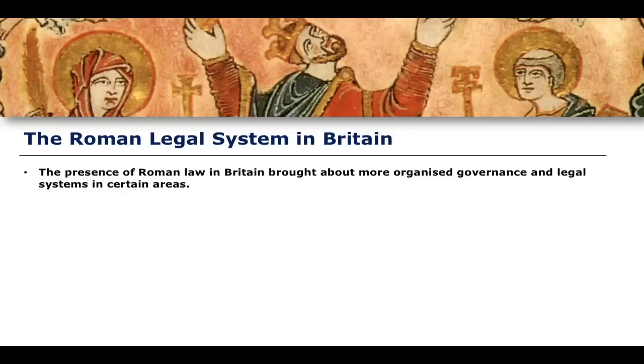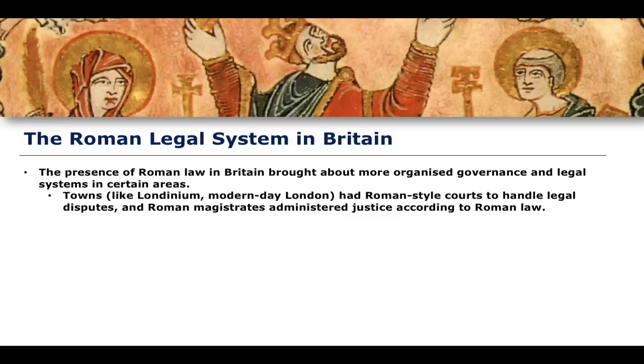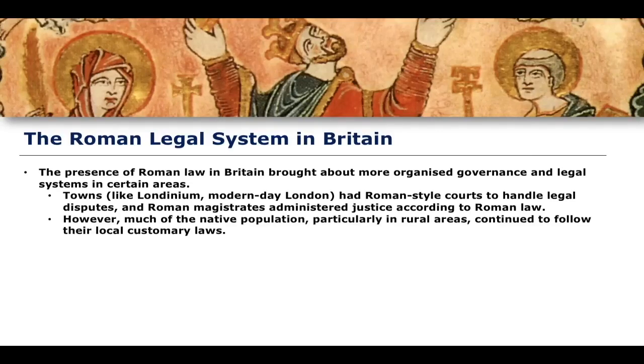So essentially, the presence of Roman law in Britain did bring about more organized governance, and of course brought about legal systems in certain areas, in the same kind of way that it did across a lot of the Roman Empire. Towns had Roman-style courts. They handled legal disputes. They had Roman magistrates that administered justice according to the basic principles of Roman law. But for the most part, and for the majority of the native population, particularly in rural areas, which was the vast majority of Britain at the time, there was just the following of local customary laws.